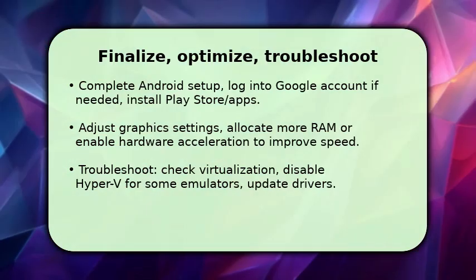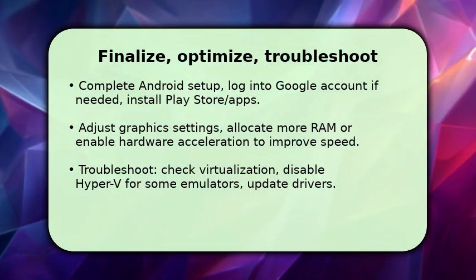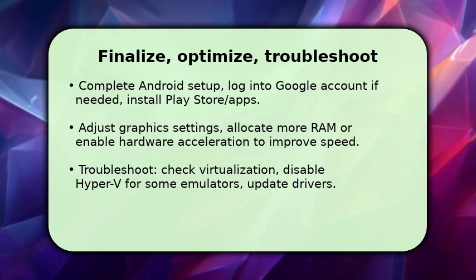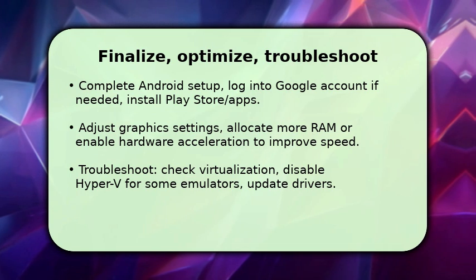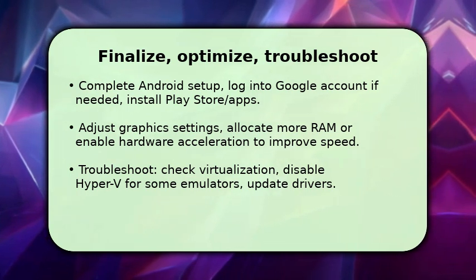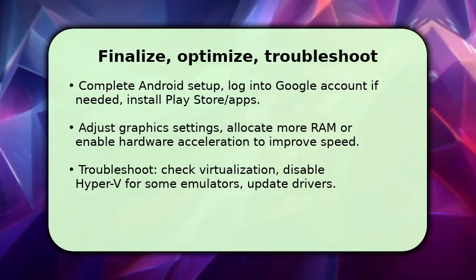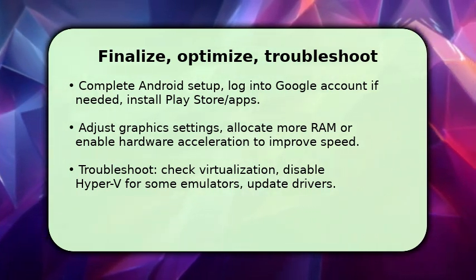You finish by completing the Android first run. Sign into your account, install the apps you need, and tweak permissions. Then optimize performance by increasing RAM or enabling hardware acceleration and adjusting display resolution so the UI is smooth.